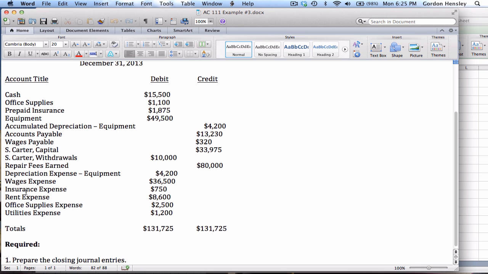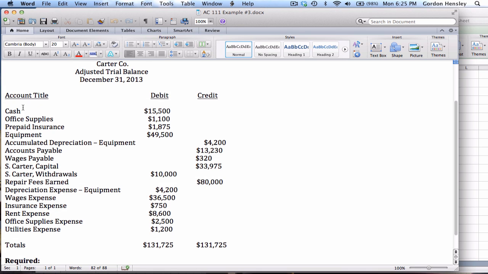So looking at this trial balance, I see many assets: cash, office supplies, prepaid insurance, and equipment. Then I see the contra asset of accumulated depreciation on the equipment. Then I see 2 liabilities: the accounts payable and the wages payable. Of course, assets and liabilities, those are all permanent accounts, so I really don't have to worry about those in the closing process. Then I have capital. I will be using capital a lot in these journal entries. Then I have withdrawals. Well, we know that withdrawals does have to be closed. It's temporary, so I'll definitely be using that.